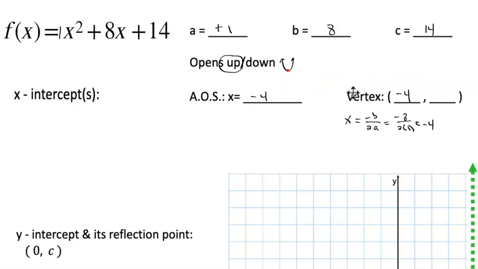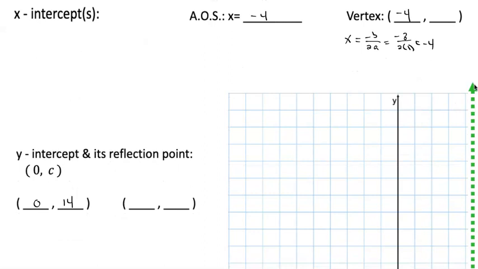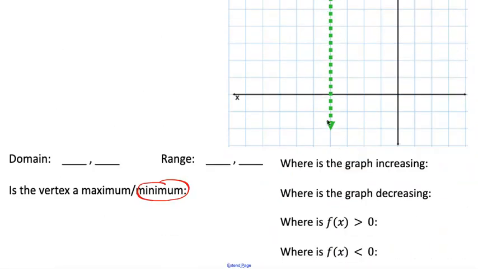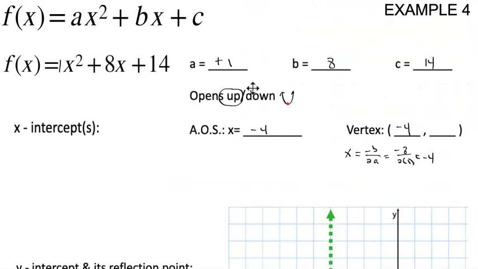So I'm going to draw a line here at negative 4: 1, 2, 3, 4. There's my axis of symmetry at negative 4. That means my vertex is somewhere on this line. Let's see where it is.